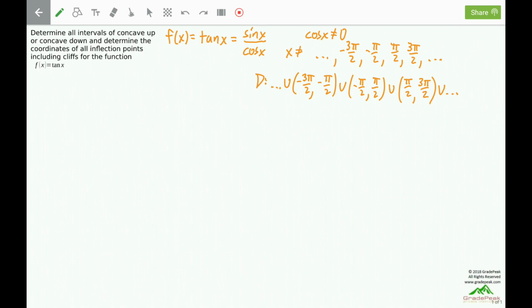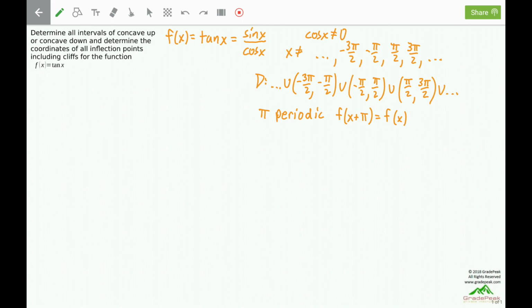Trig functions have a tendency to have an infinite number of vertical asymptotes if they have any at all. And they also have a tendency to have an infinite number of inflection points if they have any at all. But nicely, tangent is pi periodic, which means that it repeats itself every pi radians. Another way to write this is f of x plus pi equals f of x. Tangent and cotangent are both pi periodic. The other four trig functions are 2 pi periodic.